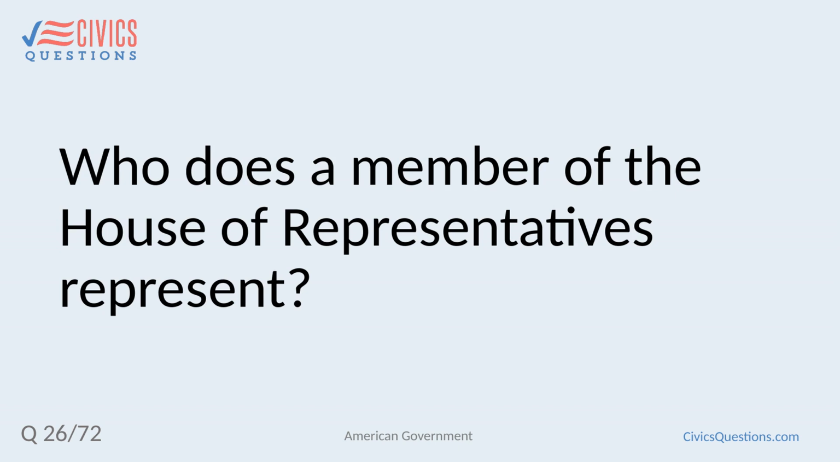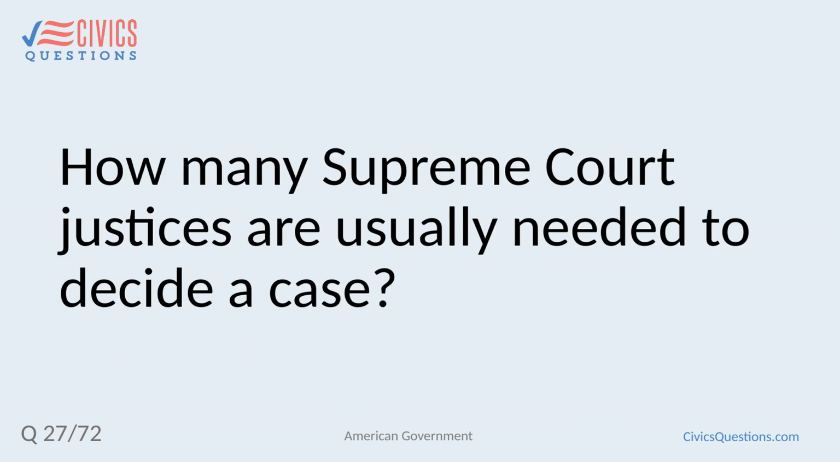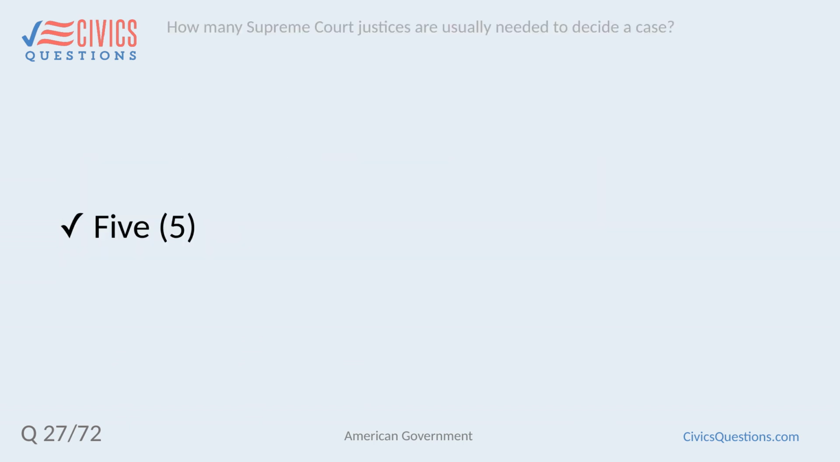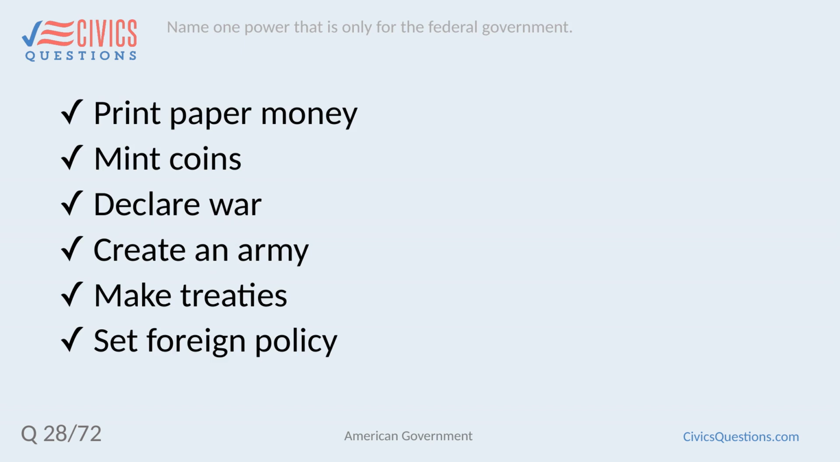Who does a member of the House of Representatives represent? Citizens in their congressional district. Citizens in their district. People from their congressional district. People in their district. How many Supreme Court justices are usually needed to decide a case? 5. Name one power that is only for the federal government. Print paper money, mint coins, declare war, create an army, make treaties, set foreign policy.